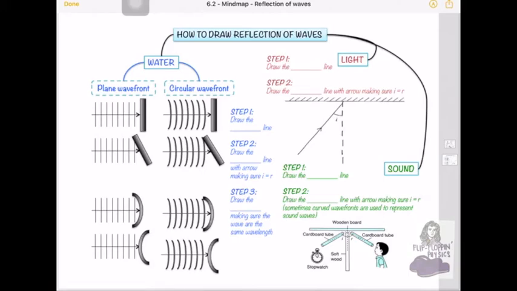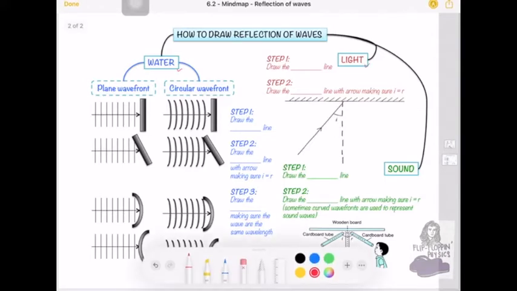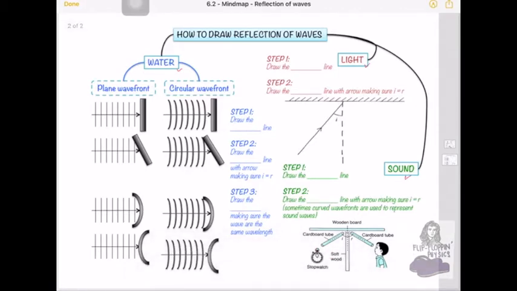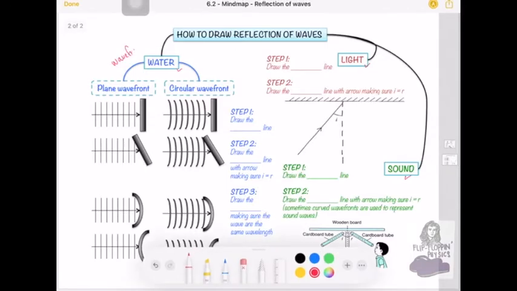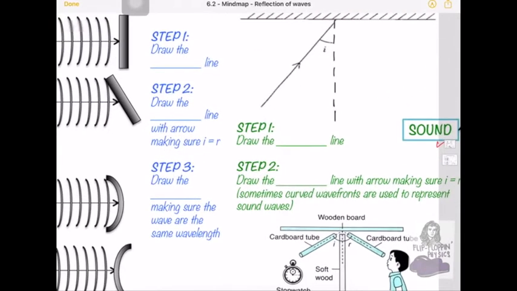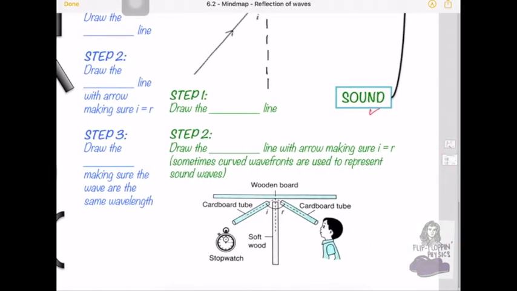Today we'll be looking at how to draw the reflection of waves for three types of wave, which is water, light, and sound. So first off, you need to identify what kind of wave do we draw. For water, it is always drawn as wavefront. And for light, it will be drawn as a ray, just one straight line, like you've learned in the light chapter. And for sound wave, will also be drawn as a wavefront.